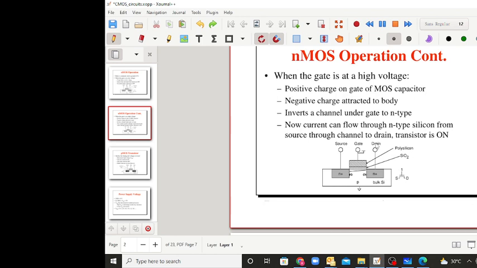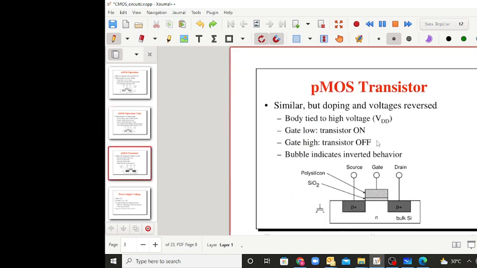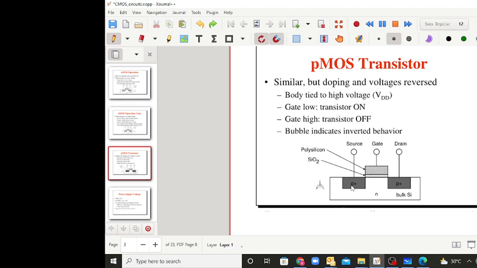Similarly, the PMOS transistor works in the opposite way. When the gate is low, the P type MOSFET transistor is on. You need not recall all the operation; you need to remember how it works as a switch. In a PMOS transistor you have two P type diffusion layers, and a channel is formed when the gate is given a negative or low voltage.